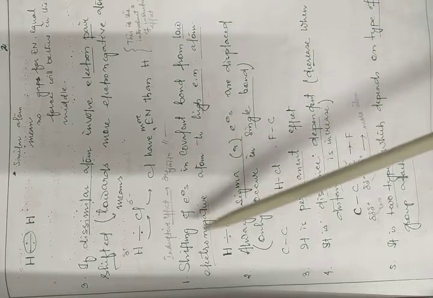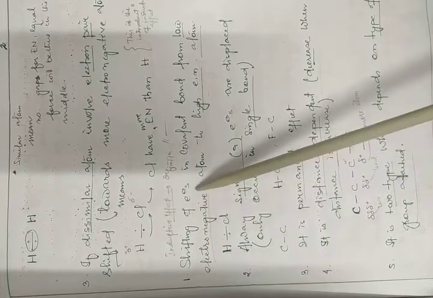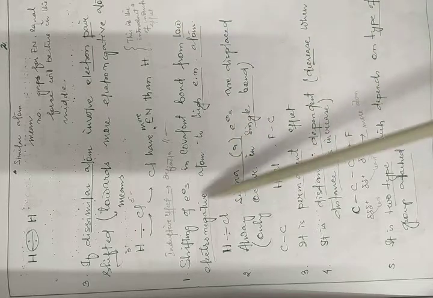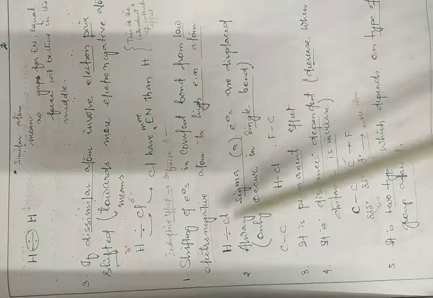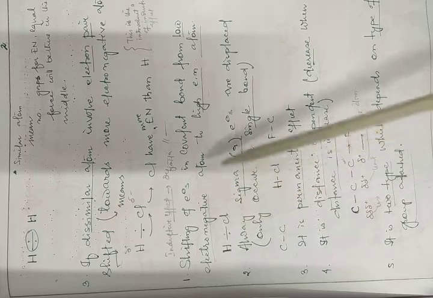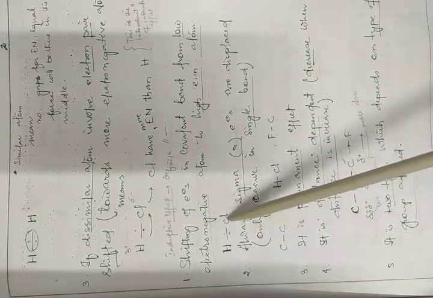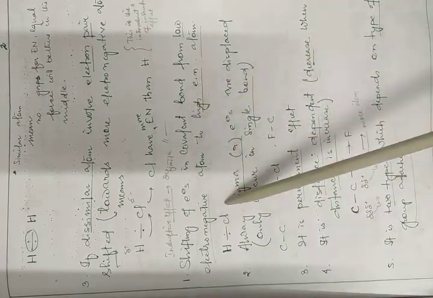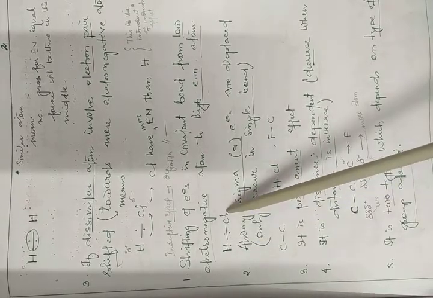Now the next one is the definition of the inductive effect: shifting of electrons in a covalent bond from a low electronegativity atom to a high electronegativity atom. Here hydrogen is a low electronegativity atom, and this one is a high electronegativity atom, so the electrons are shifted towards it, from low electronegativity to high electronegativity.